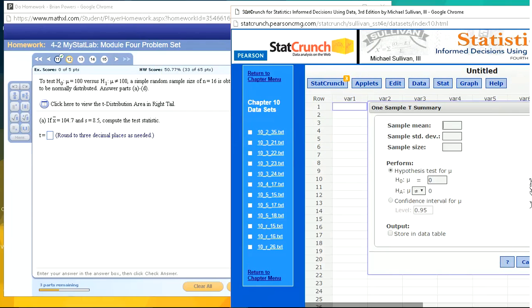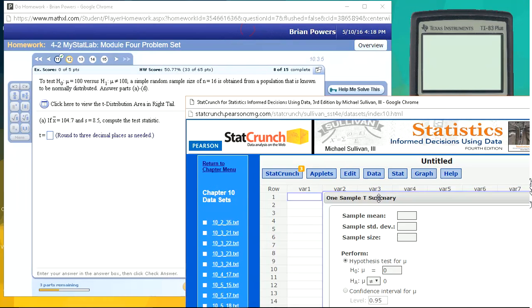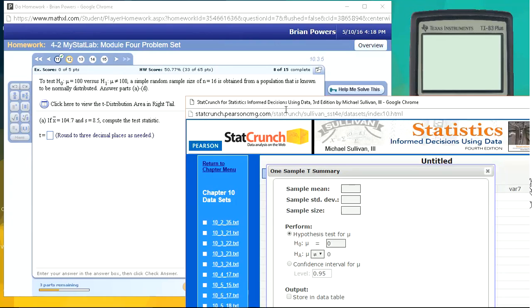Let's just move it over a little bit. So, we've got the sample mean, that's X bar, 104.7. Sample standard deviation, that's S, 8.5. Sample size, we were told it was 16. And now the hypothesis test: mu equals 100, that's the null hypothesis, versus the alternative not equal to 100. And that's all we have to type in.